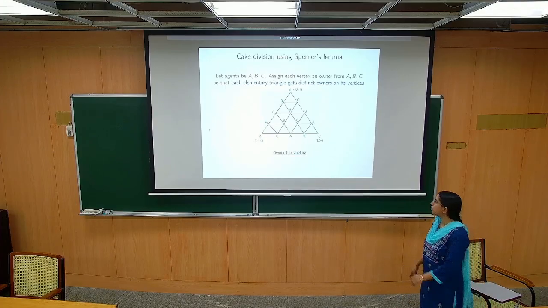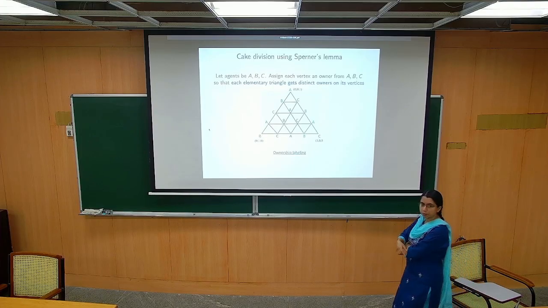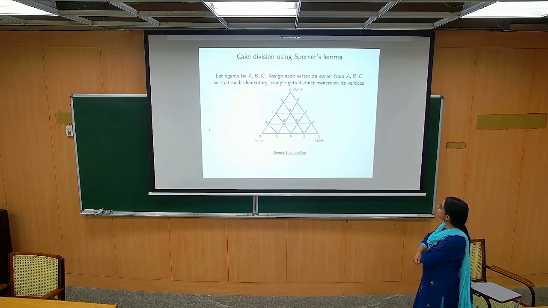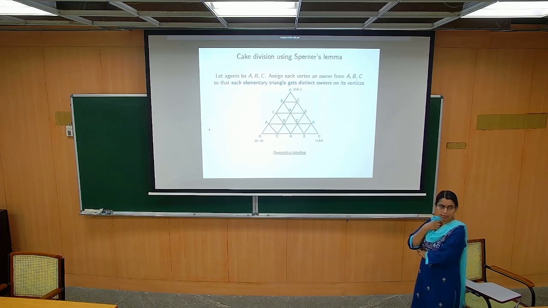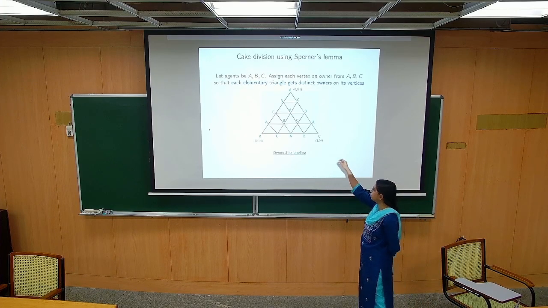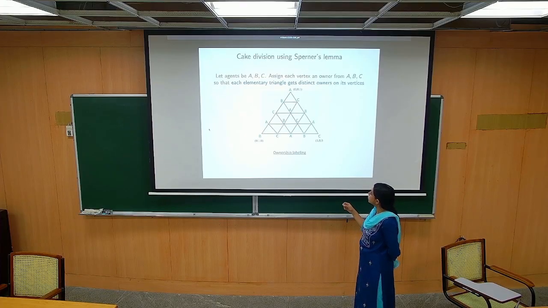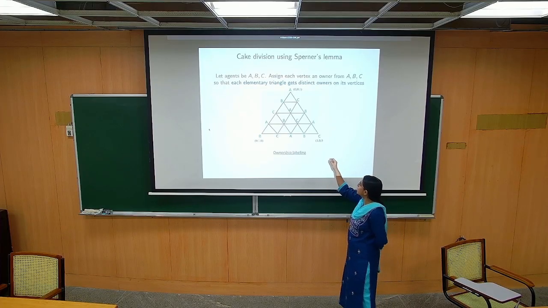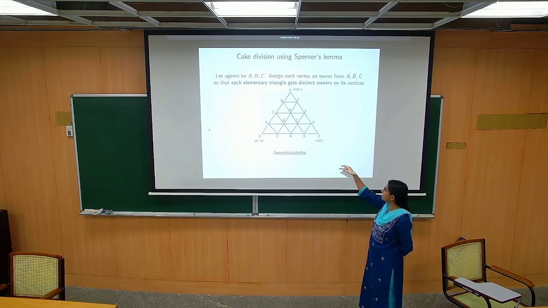Now we want to label the vertices not as a Sperner coloring, but we want to assign ownership to these vertices. So let's call our agents A, B, C. We want to label every vertex of all these small triangles so that every elementary triangle, or small triangle, gets all 3 labels.